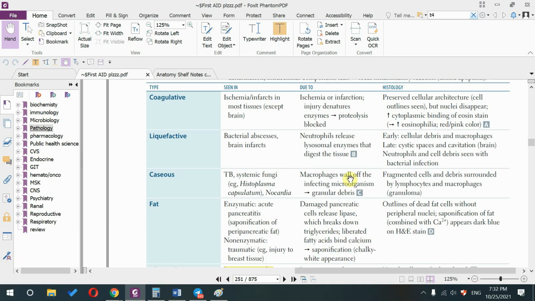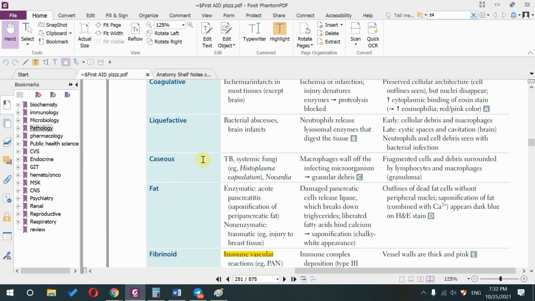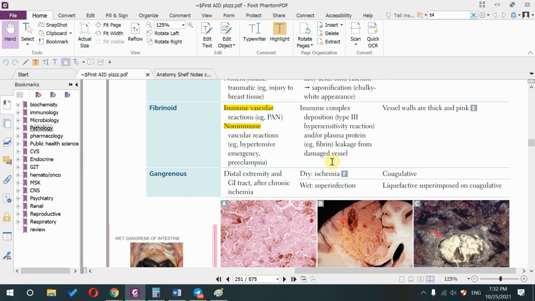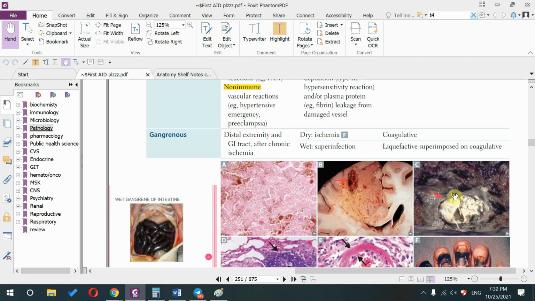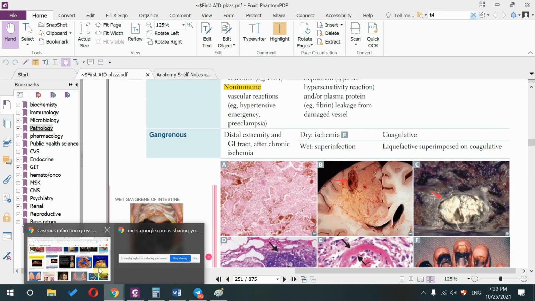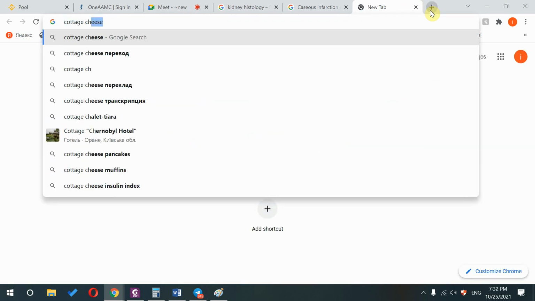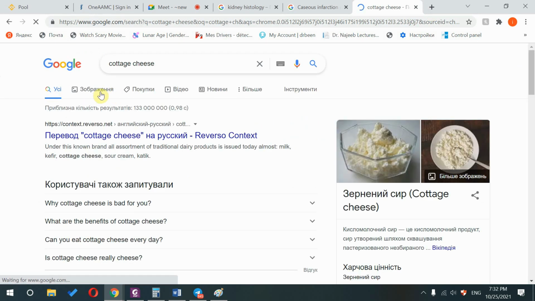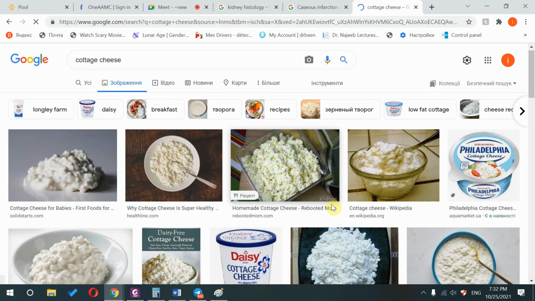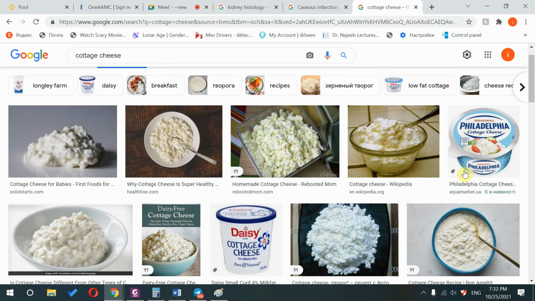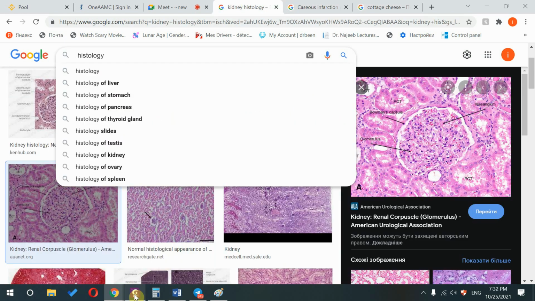So, the next one. Caseous necrosis can be due to macrophages walling off the infecting microorganism, leading to granular debris. Let's take a look at that. So, you can see in picture C, it has this cottage cheese-like appearance, yeah? So cottage cheese, just for those who don't know what that is, this guy. Yeah, so it looks exactly like this guy. Bon appetit. Next.